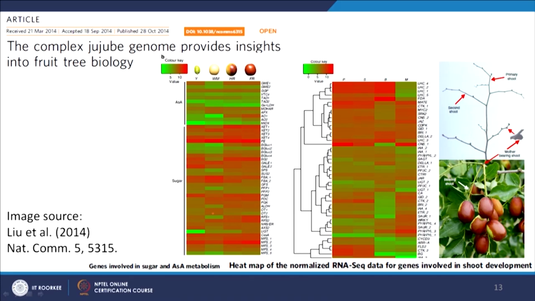So, this tells that there is differential expression of different types of genes. Here you can see a heat map of RNA sequencing data which involves shoot development. They have taken different types of shoots, secondary shoots, primary shoots, then something called mother bearing shoots, extracted total RNA and performed RNA sequencing across these different types of shoots, and they have identified different tissue specific genes which are present here.